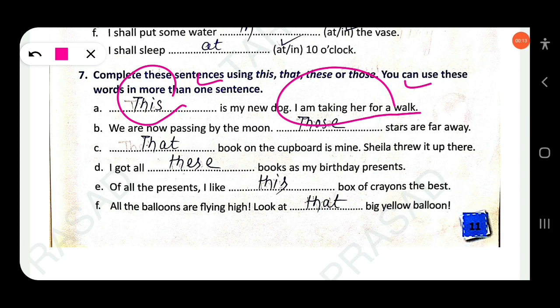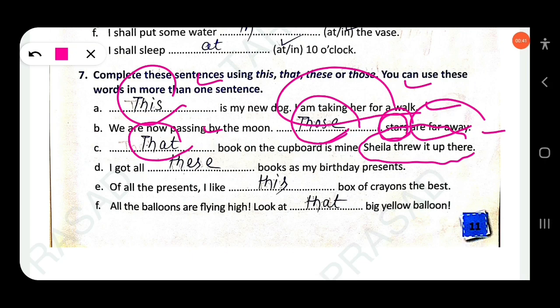We are now passing by the moon. Here stars is plural, so you have to use a plural: those stars are far away. That means we are talking about a distance. That book on the cupboard is mine. Here we are talking about a far object. Silla threw it up there. There means far object, so you have to use that, not this. I got all these books as my birthday presents.